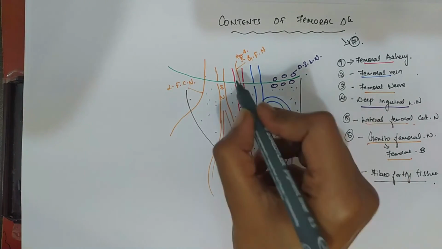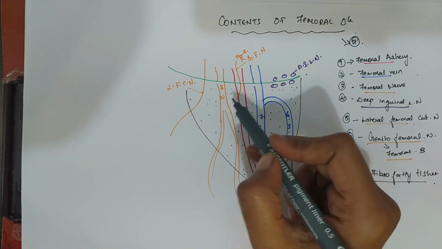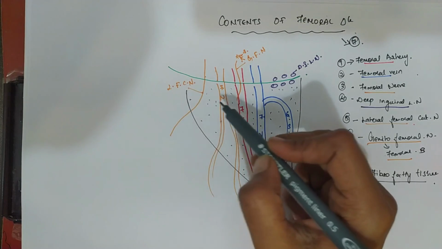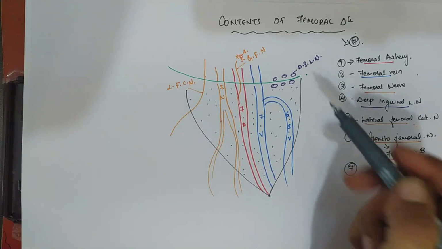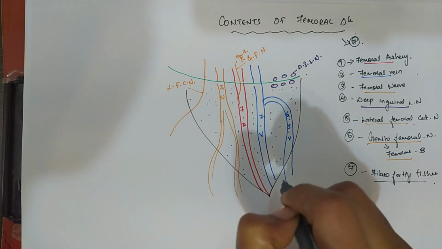I will repeat again. First one is the femoral artery, second the femoral vein, third is the femoral nerve, then we have the deep inguinal lymph nodes, then two more nerves, that is the lateral femoral cutaneous nerve and the femoral branch of the genitofemoral nerve. Then we have fibro fatty tissue present over here.